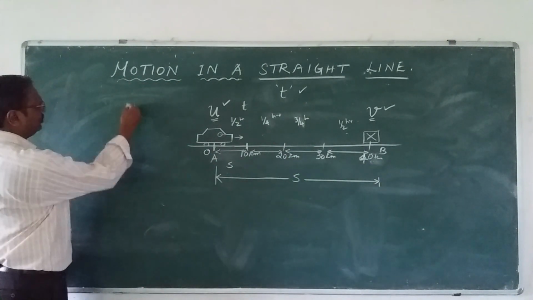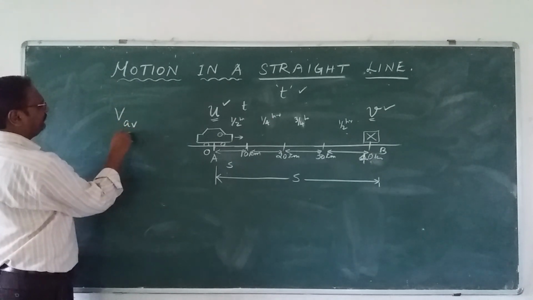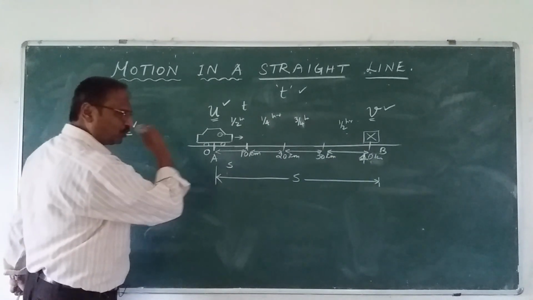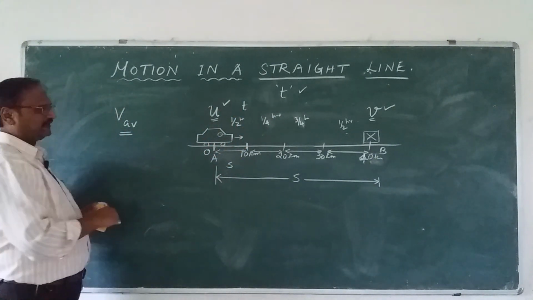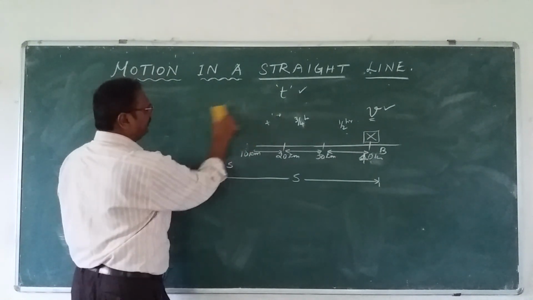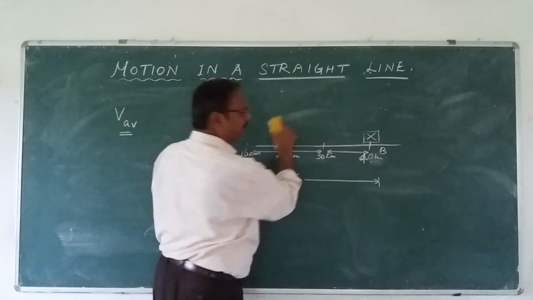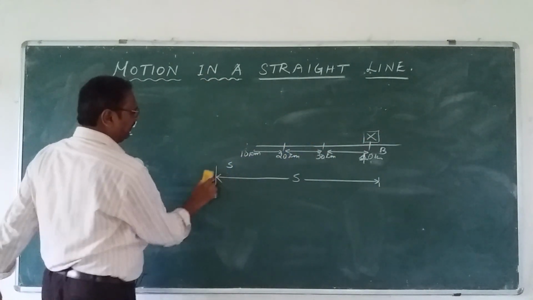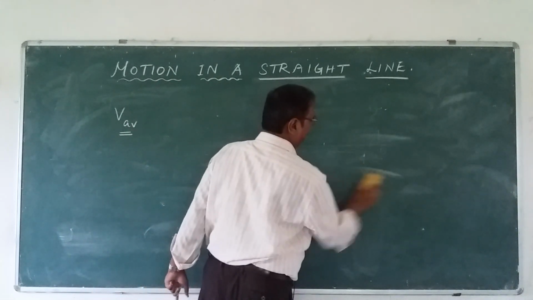So, we need to use the term called average velocity. Average velocity is the total distance traveled divided by the total time taken, which means we have to be clear about the distance traveled in each segment with respect to how much time it took in each particular segment, and that is called average velocity or average speed.